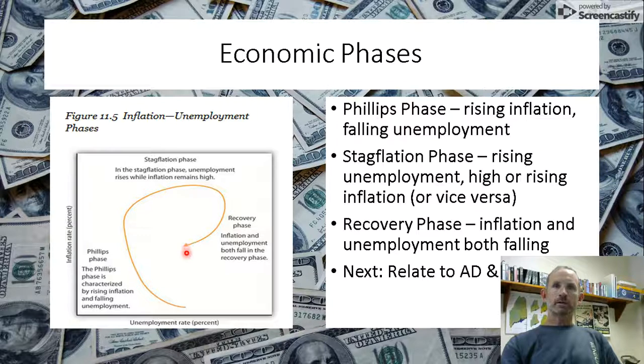And then we can also enter a recovery phase when the economy starts to come out of a recession and recover. And in this case, both inflation and unemployment fall. So that's an example. And we're going to talk about each of those three phases a little bit more now and relate it back to our model of aggregate demand and aggregate supply.